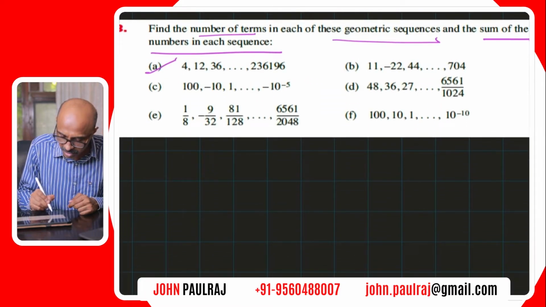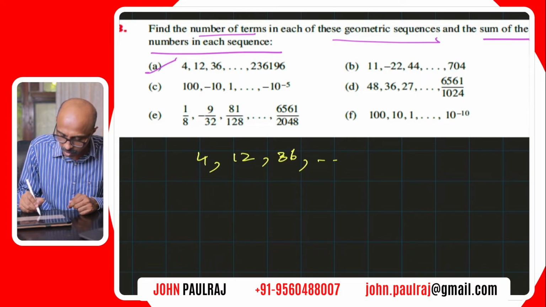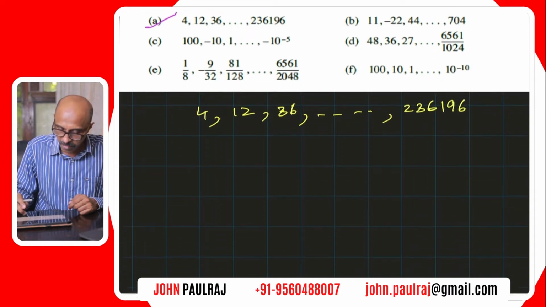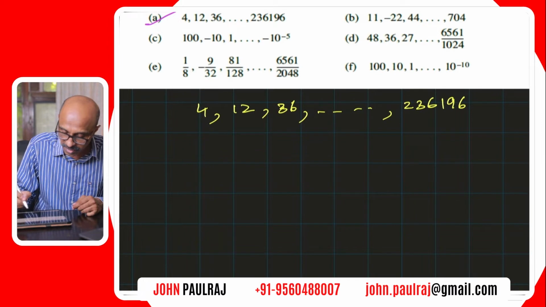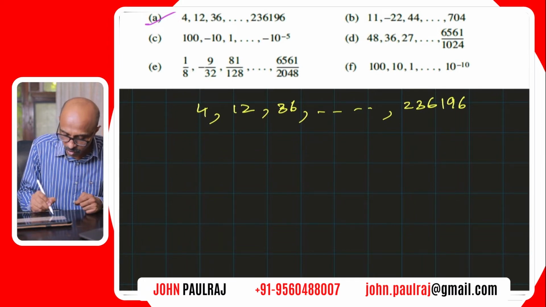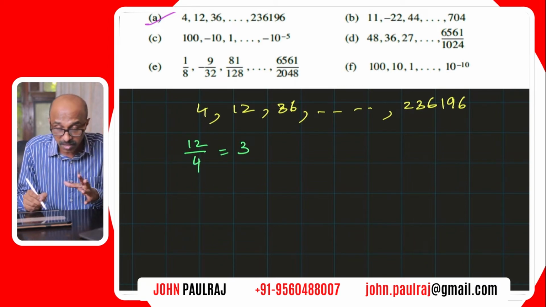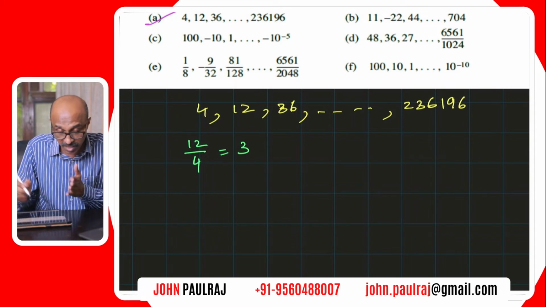We've got the terms as 4, 12, 36, dot, dot, dot, and the last term given to us is 236196, all right? We are going to use the same strategy. So first let's find out what that r is, okay? For doing that, we divide the second term by the first term. We say that's 3. And just make sure that it is a common ratio, the ratio of each successive terms.